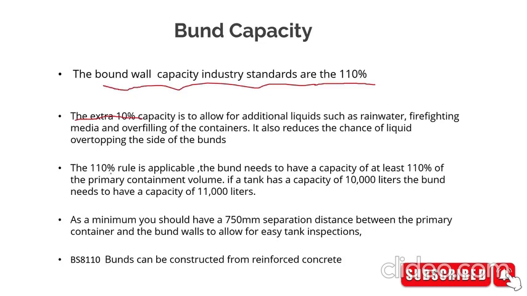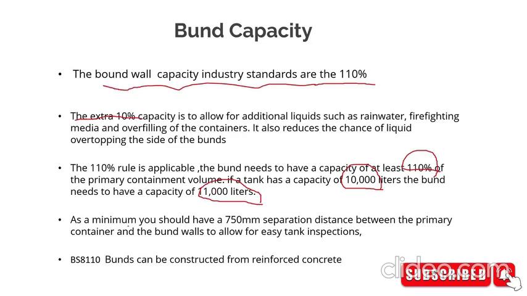The 110 percent rule is applicable. The bund needs to have a capacity of at least 110 percent of the primary containment volume. If a tank has a capacity of 10,000 liters, the bund needs to have a capacity of 11,000 liters. So 10 percent is added here.